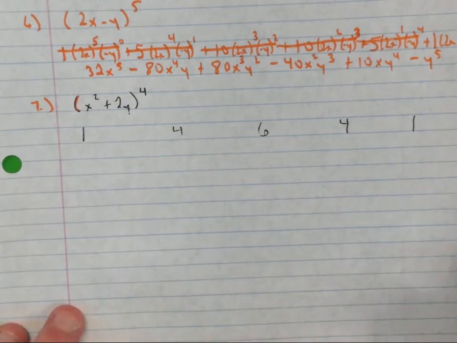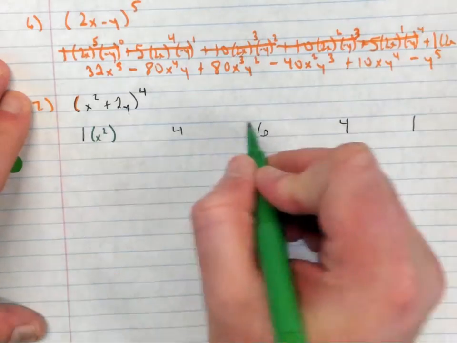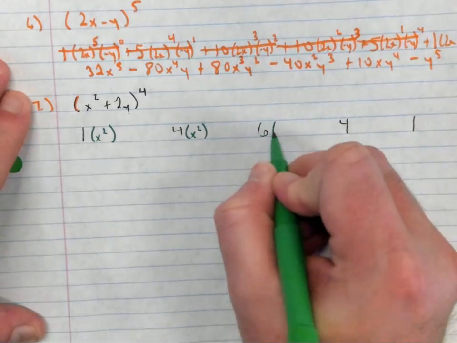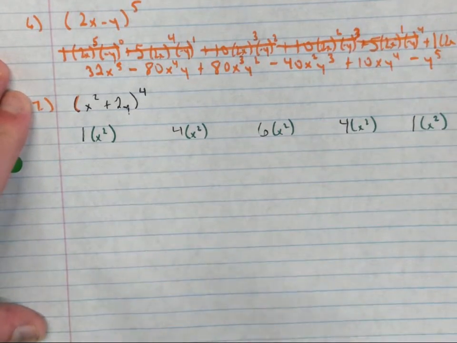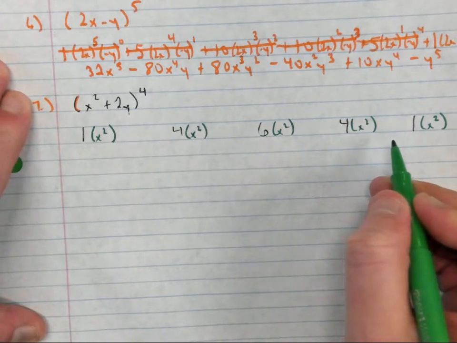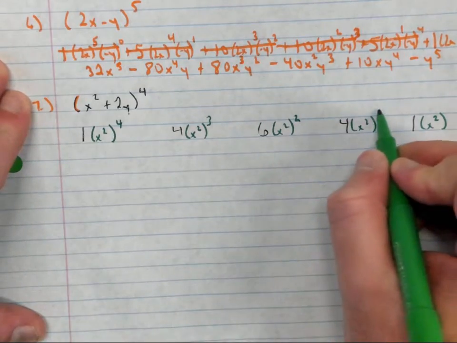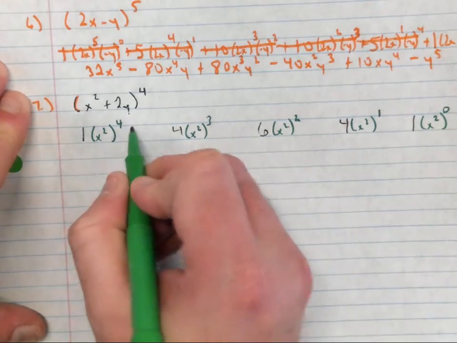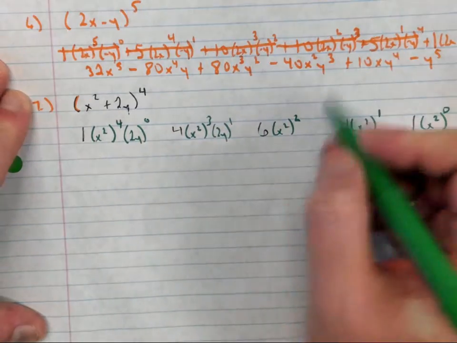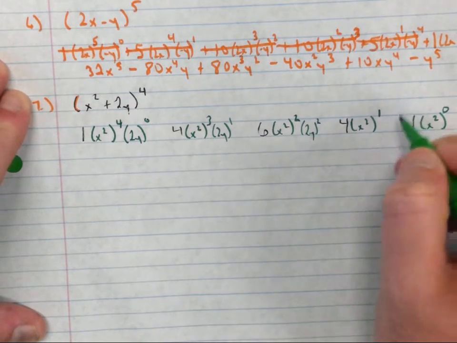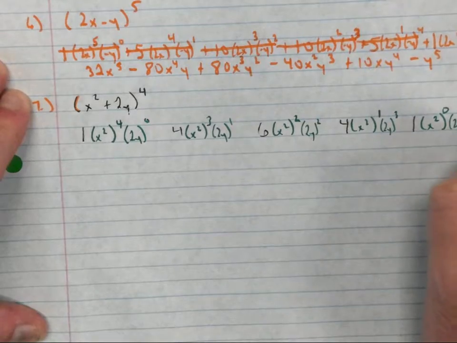Which one do I start with, x squared or 2y? Parker, please pay attention. Do I descend the powers or ascend at this moment? Descend, that's going to be to the 4th, cubed, squared, 1, 0. Now I go back and get the 2y. 2y to the 0, 2y to the 1st, 2y squared, 2y cubed, and 2y to the 4th.